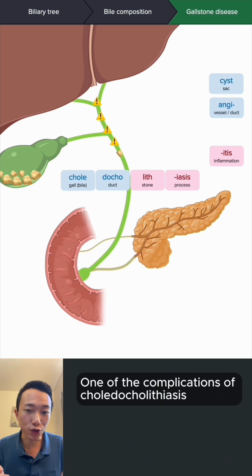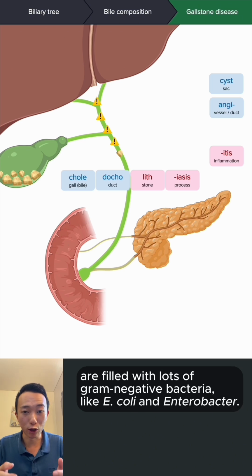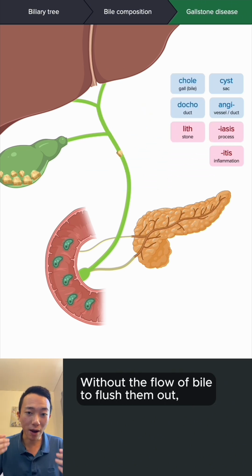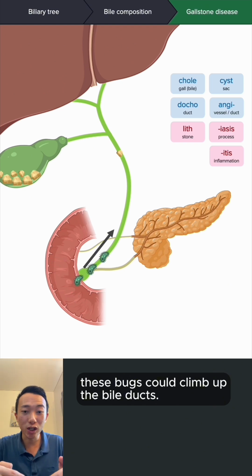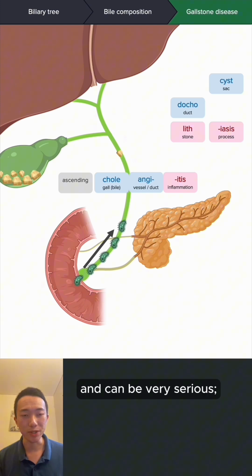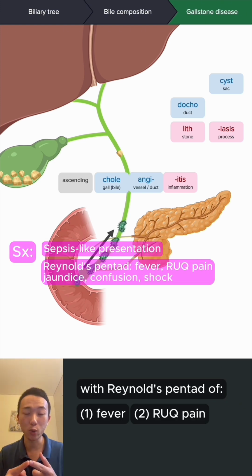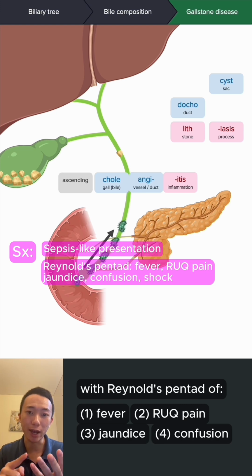One of the complications of choledocholithiasis comes from the fact that the intestines, as you know, are filled with lots of gram-negative bacteria like E. coli and Enterobacter. Without the flow of bile to flush them out, these bugs could climb up the bile ducts. This is called ascending cholangitis and can be very serious. The patients tend to present quite septically with Reynolds pentad of fever, right upper quadrant pain, jaundice, confusion, and shock.